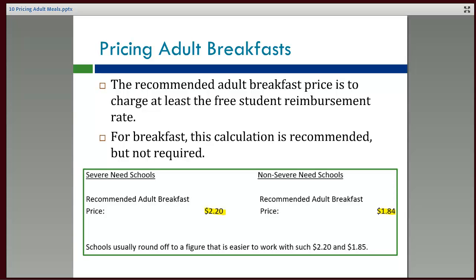For breakfast, we do not have a required price calculation. Instead, we just have a recommended price. And the recommended price for breakfast is the free reimbursement. So this year, the free reimbursement for severe needs schools is $2.20, and for non-severe needs schools is $1.84. So that's the recommended breakfast price.